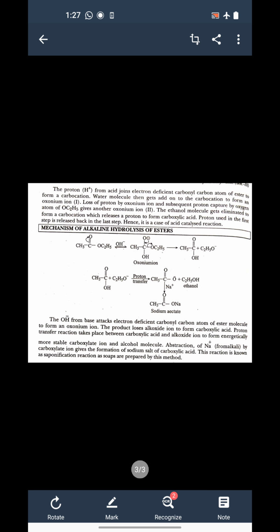With the hydrolysis reaction of ester, we finish unit number 4 also, and now the unit number 1, 2, 3, 4 syllabus is over, and tomorrow I will give you a test on unit number 2.